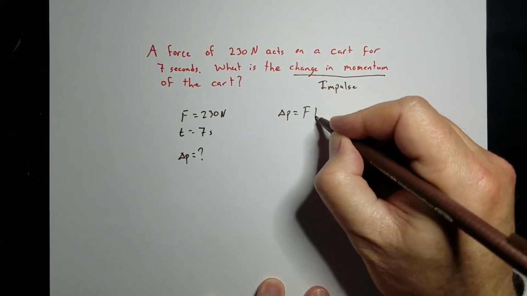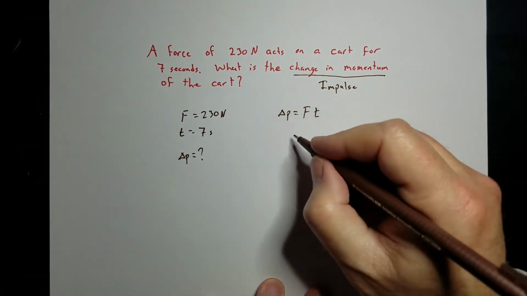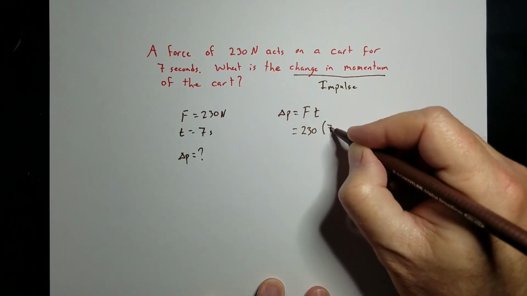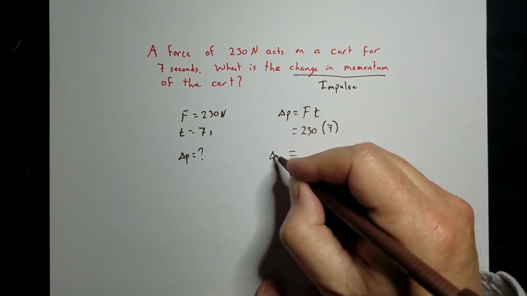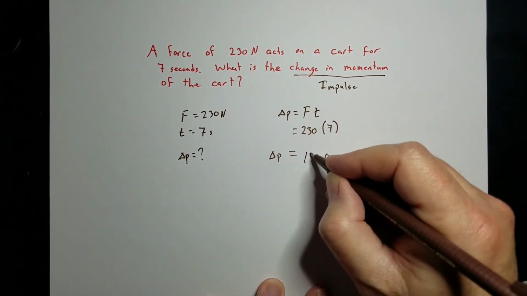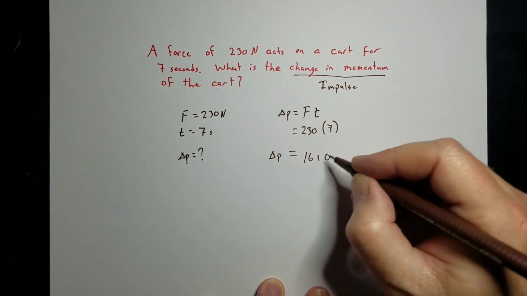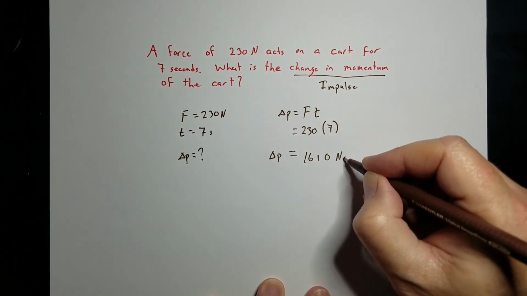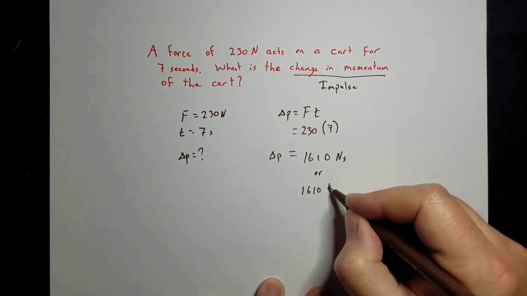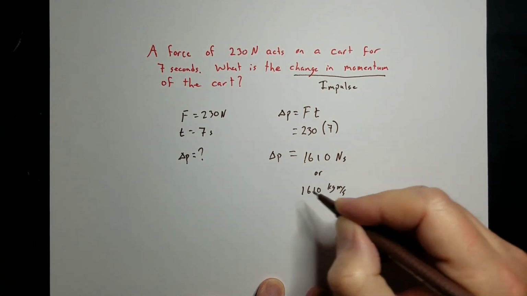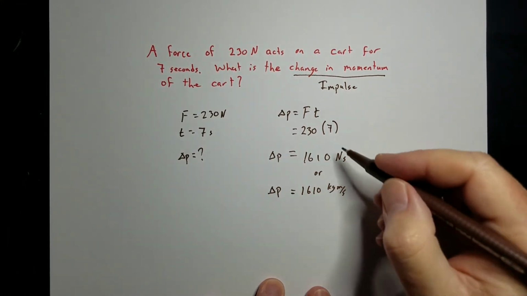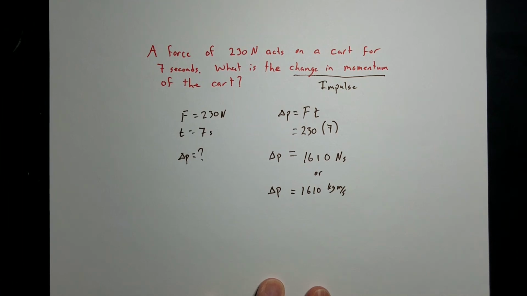With those numbers, this version of impulse will work best. Force times a time of 7 seconds. So that's 1,610 Newton seconds, or you can say 1,610 kilogram meters per second. Both those are pretty acceptable answers. Sometimes it's easier to keep it in the original units though.